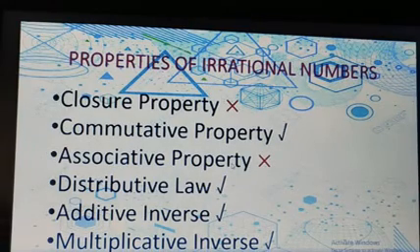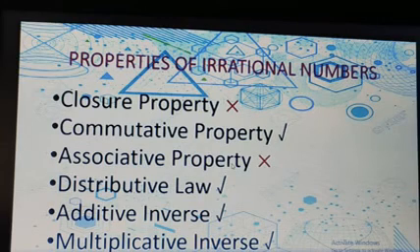Now, the closure property says the sum of two irrational numbers will always be irrational, so this is not applicable, as I can take minus root 2 and plus root 2. When we add these, the answer will become 0, which is not an irrational number, that is a rational number. Commutative property is applicable. Associative, distributive: we'll take root 2 bracket root 3 plus root 5, or root 2 bracket root 3 minus root 5. When you distribute root 2 inside the bracket, the answer will remain the same. We cannot add root 3 and root 5 directly, but the distributive property is still applicable over here.